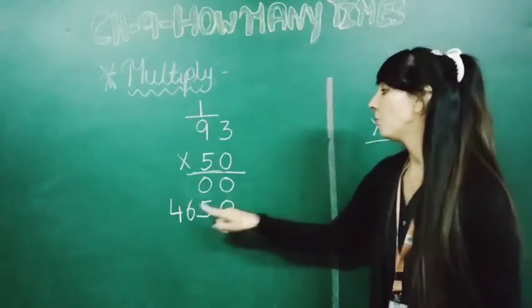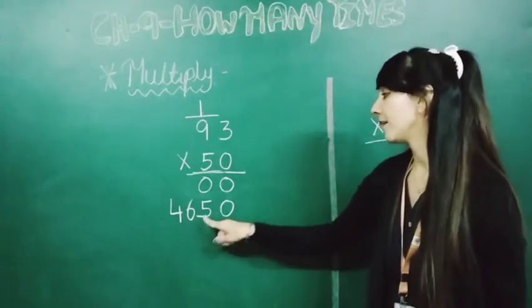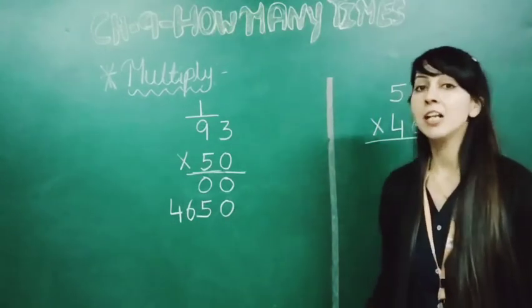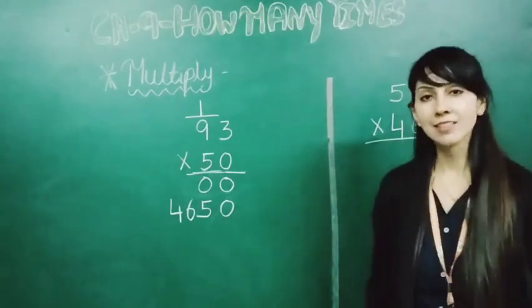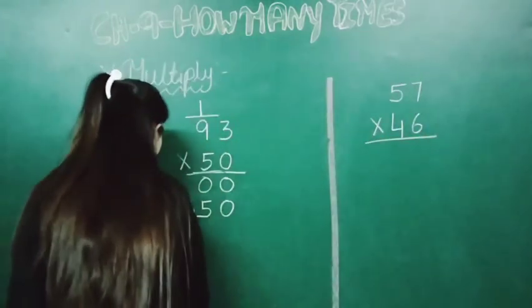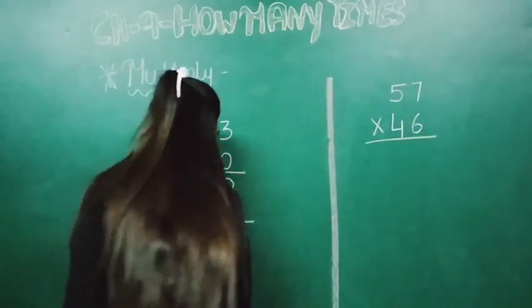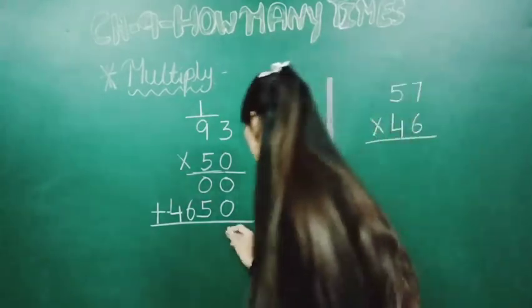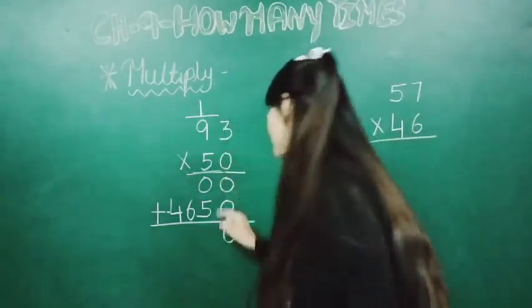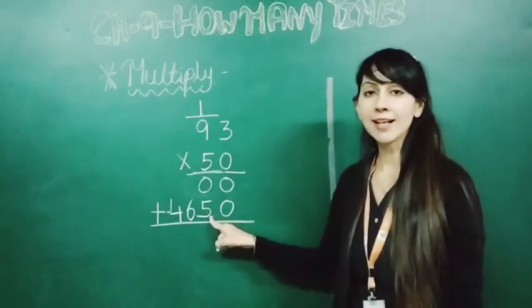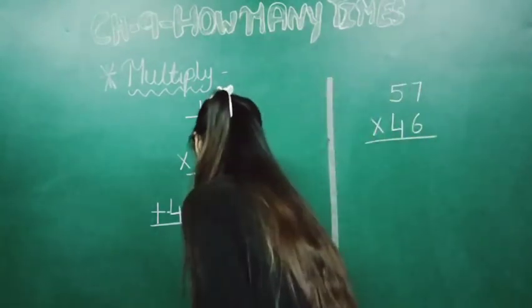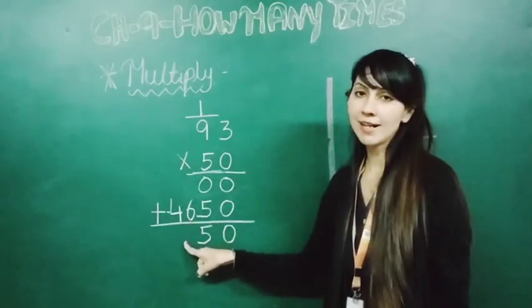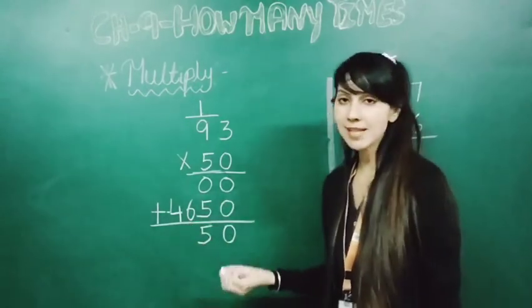This is our first partial product, which we got as 0, and this 4650 is our second partial product. Now we will add this. What will be the answer? You will get 0 only. Now it's written 0 and 5, to get the answer 5. So here we will write 5. Now 6. So here we will write 6 because no other number is there.